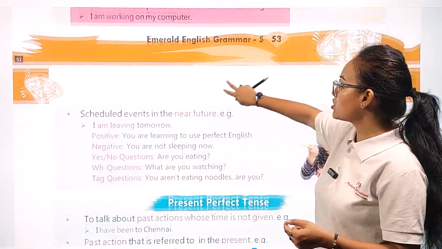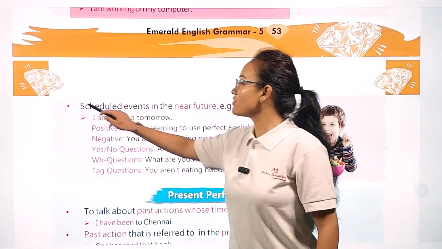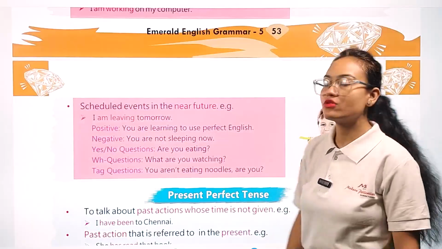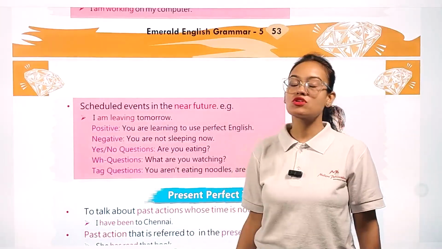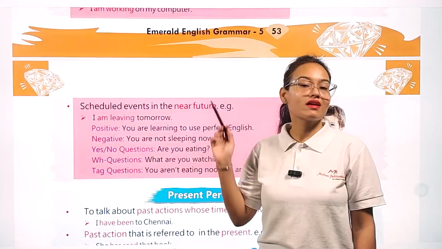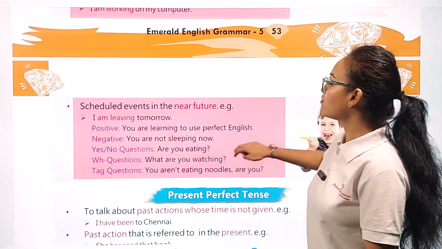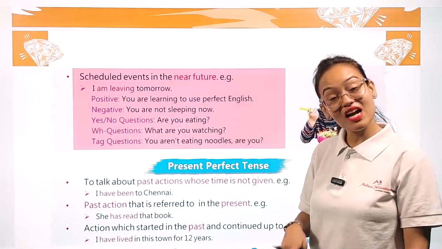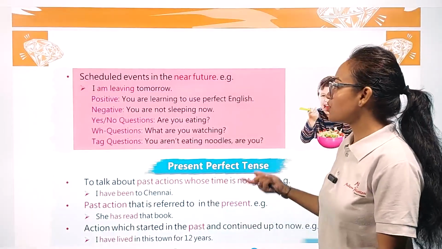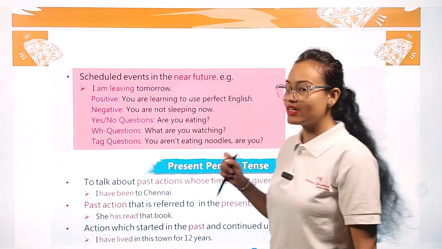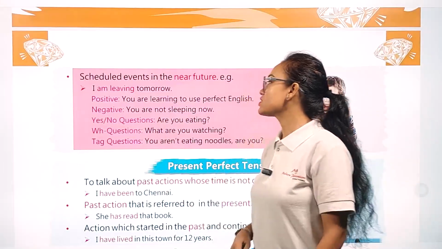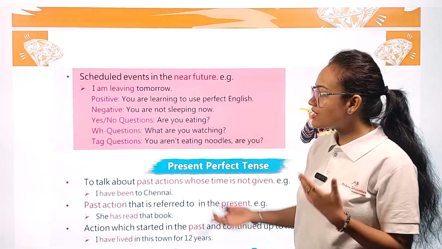Then scheduled events in the near future. Whenever we are talking about some scheduled events which are going to happen in the future, they also come under the category of present progressive or present continuous tense. I am leaving tomorrow. I'm leaving tomorrow. So this sentence we are going to see in various aspects.